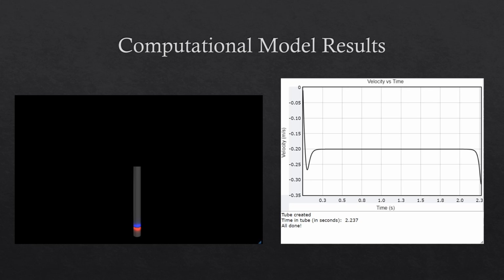Shown here are screenshots of my computational model output. On the left is the tube represented by the gray cylinder with the bar magnet falling from the top to the bottom. Then on the right is my velocity versus time plot for the velocity of the bar magnet as it traveled through the tube, as well as the calculated time in the tube of 2.237 seconds.